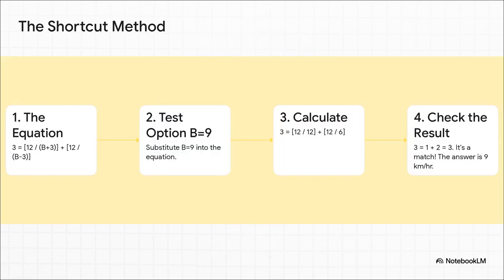So we set up our equation, right? The total time, 3 hours, equals the time going downstream plus the time coming back upstream. Now, instead of solving that messy equation for B, let's just test the options. Let's try option B, where B is 9. The downstream trip would be 12 divided by 9 plus 3, which is 1 hour. The upstream trip is 12 divided by 9 minus 3, which is 2 hours. And look at that. 1 plus 2 equals 3 hours. It's a perfect match. We found the answer in seconds without any of that complex algebra.